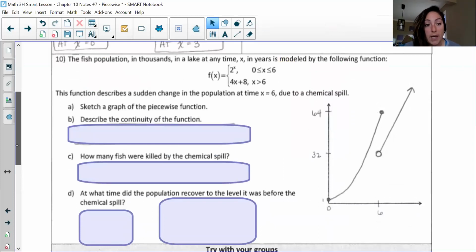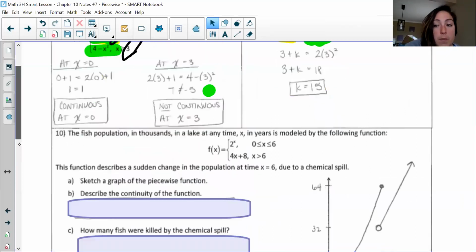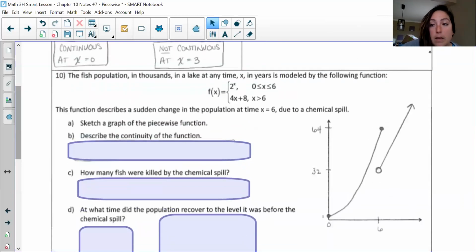All right, number 10. The fish population in thousands in a lake at any time x in years is modeled by the following function. This function describes the sudden change of the population at time x equals 6 due to a chemical spill. A, sketch a graph of the piecewise function.